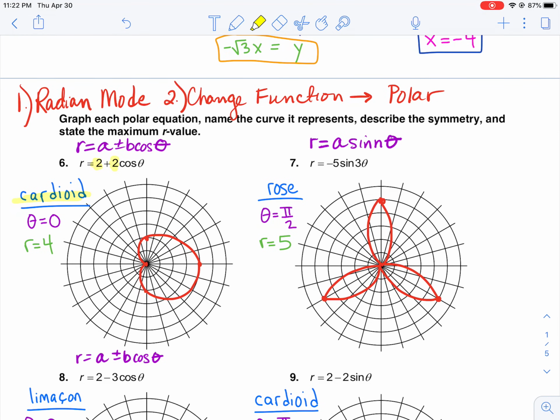Going back to the graphing, the first thing we need to do to see these on the calculator is make sure you're in radian mode. And in the mode button, you need to change the function mode to polar mode. And then you should be okay.